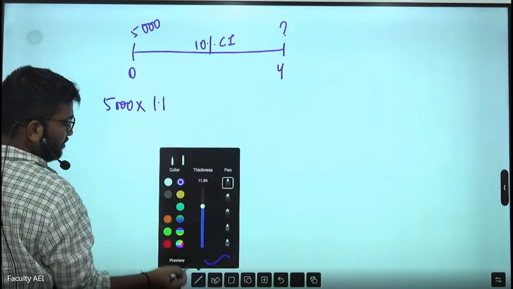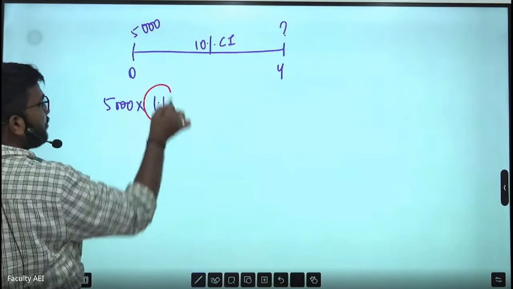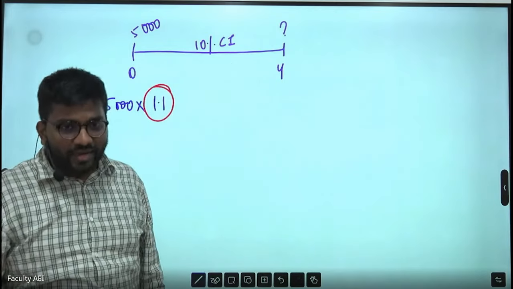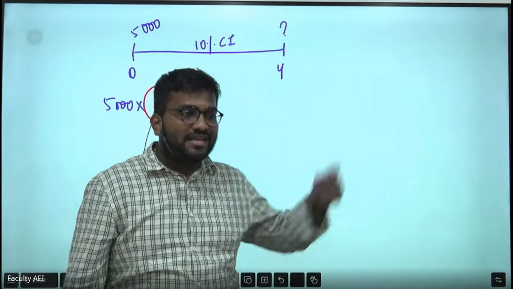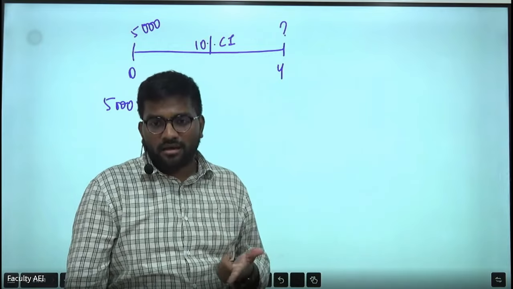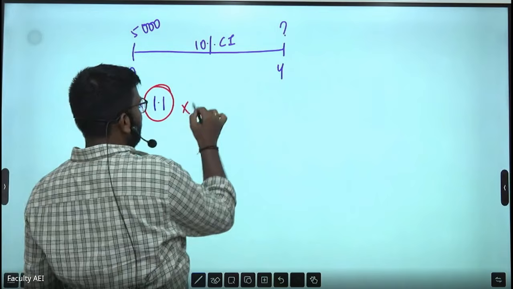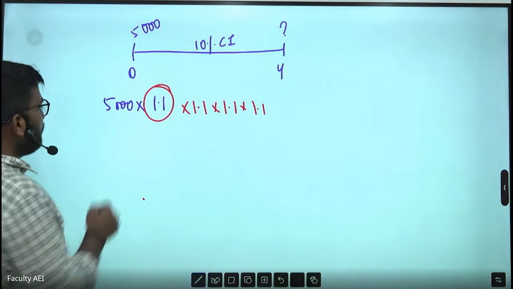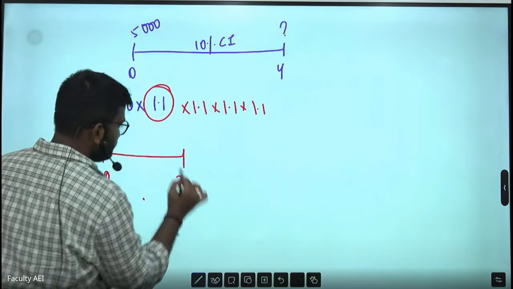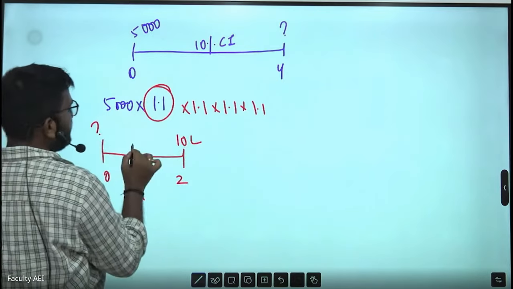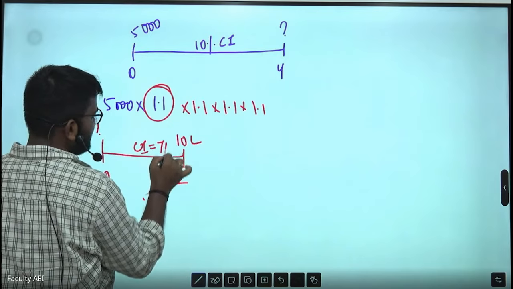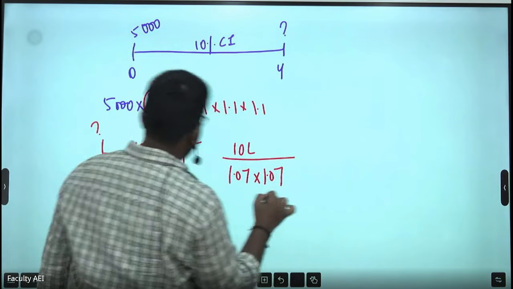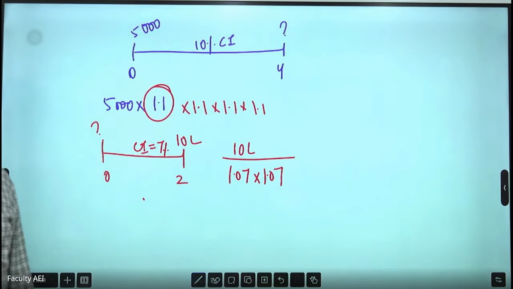What is this 1.1? If we are investing 1 rupee today, after 1 year, the money in the bank will be 1 rupee and 10 paisa. Clear? Into 1.1, into 1.1, into 1.1, into 1.1. Now, if you are getting 10 lakhs here, you calculate the present value. Compound interest is 7%. So what you are going to do is 10 lakhs by 1.07. Clear?